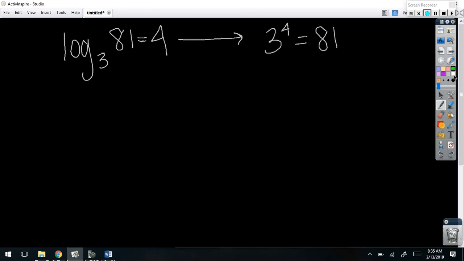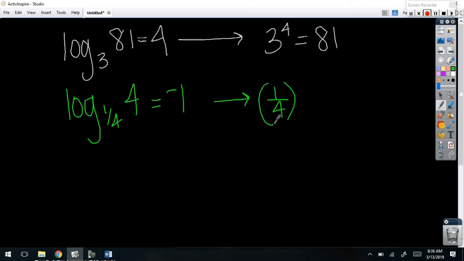All right. Let's do another. How about log base 1/4 of 4? Tell me what you think it might equal. 1. Close. You're very, very close. It's negative 1. Let's think about why this is -1. Write it in exponential form. What's the base? What's the exponent? What does a negative exponent do? It flips it. 1/4 flipped would be 4/1.